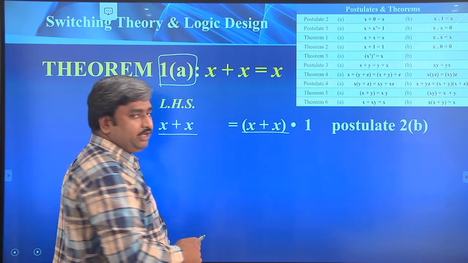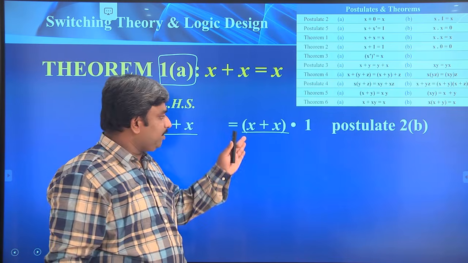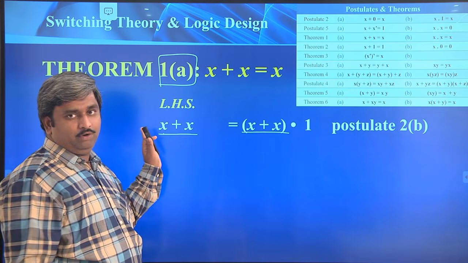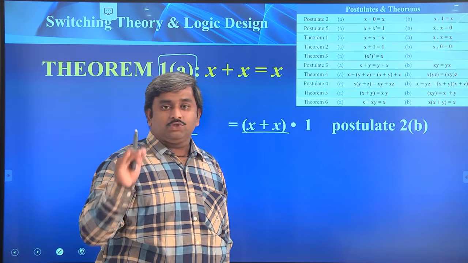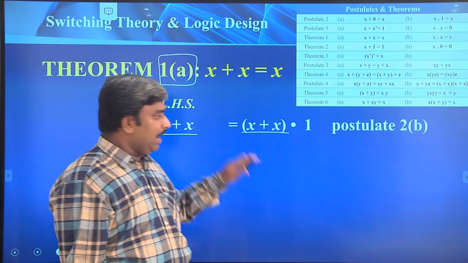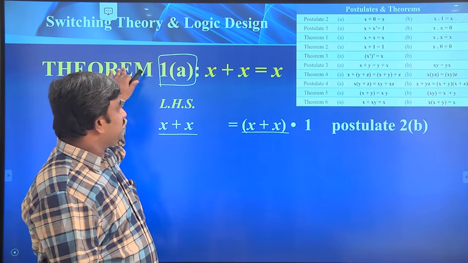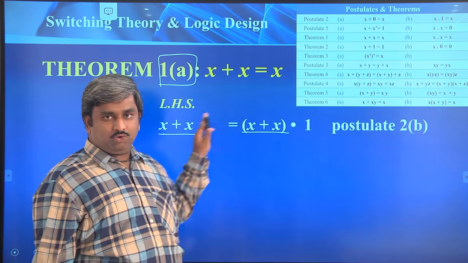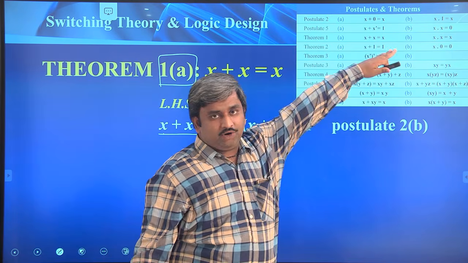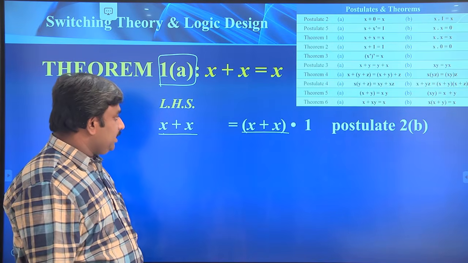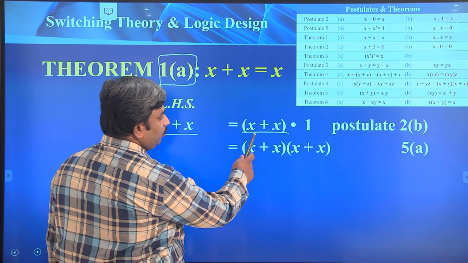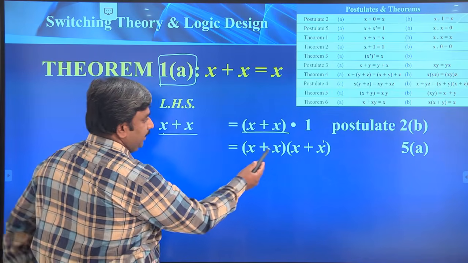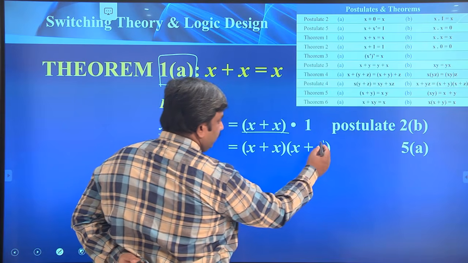So I am considering this term as some variable, representing x into 1. That variable into 1, the same variable we will get from postulate 2b. Postulate is nothing but a fact, and a theorem we have to prove. The theorem 1a we have to prove by using postulates. So x into 1 is equal to x. This property we brought from 2b. That is the first step. Next, coming to the second step: in the place of 1, I am writing x plus x bar is equal to 1.